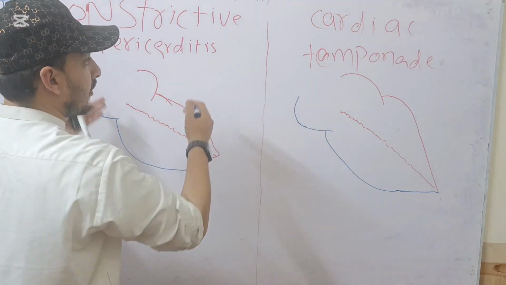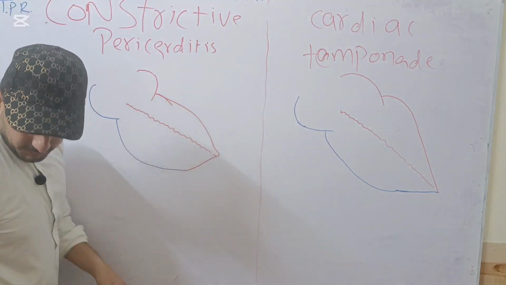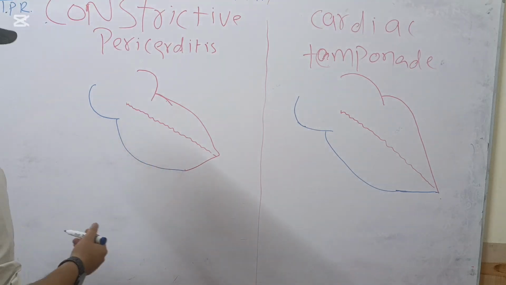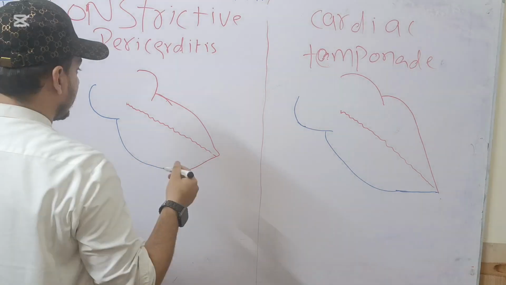So now we are here to differentiate constrictive pericarditis and cardiac tamponade. So what is constrictive pericarditis and cardiac tamponade? So we can differentiate them. So let's begin with the definition.